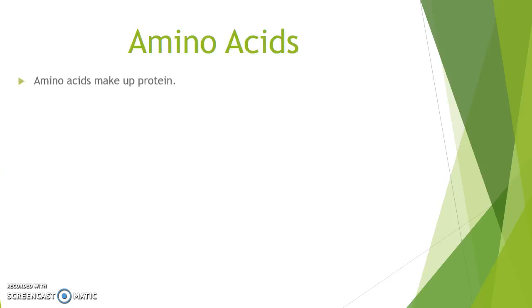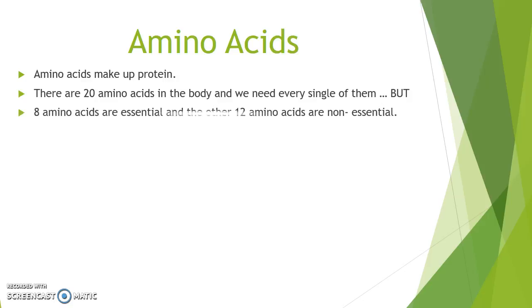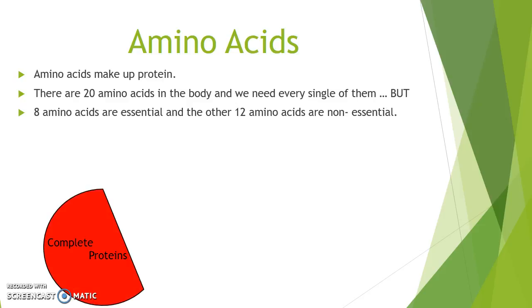Next, amino acids. They make up protein. There are 20 of them in the body and we need to use every single one of them. But 8 are called essential amino acids and 12 are called non-essential amino acids. There are 2 types of proteins. You have complete proteins and incomplete proteins.